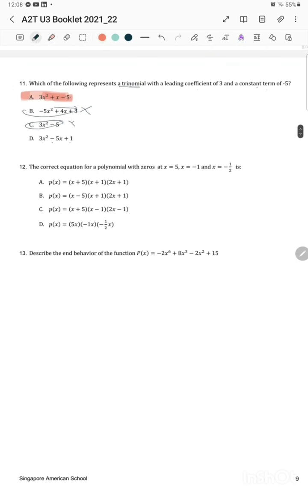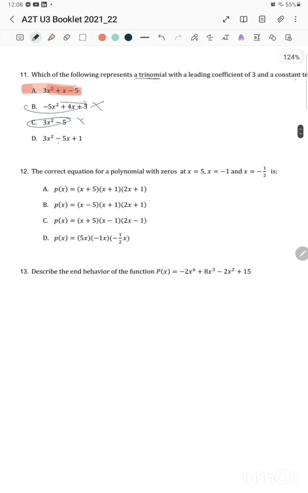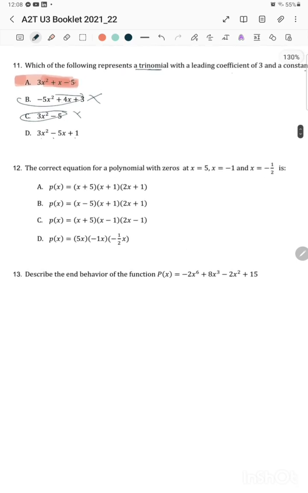The correct equation for a polynomial with zeros at x equals 5, x equals -1 and x equals -1/2 is x minus 5, x plus 1, x plus 1/2. So we should have x minus 5. So plus 5 is cancelled, x minus 5 is the option, x plus 1, x plus 1/2.